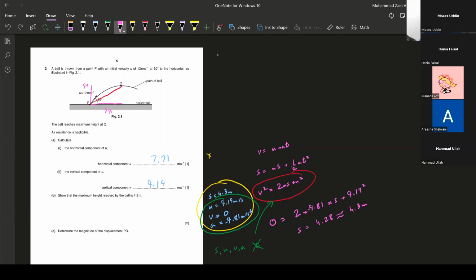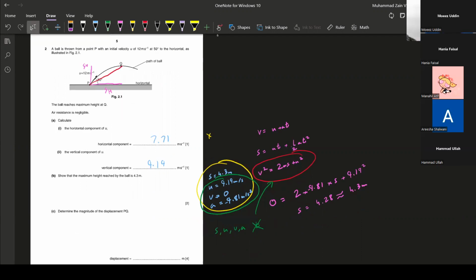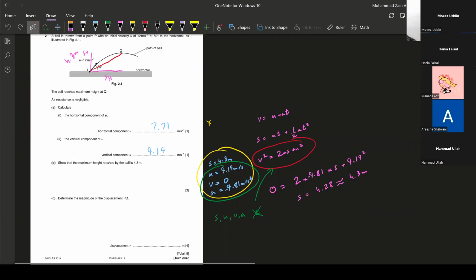So for now, we just know this final maximum height. We just found it out to be 4.3 meters. This is what we know. Now, the next thing is we need to determine the magnitude. So we need to find the horizontal distance. For that, the formula for horizontal distance is we just simply apply this formula: V equals displacement over time. So this is the formula that we use.